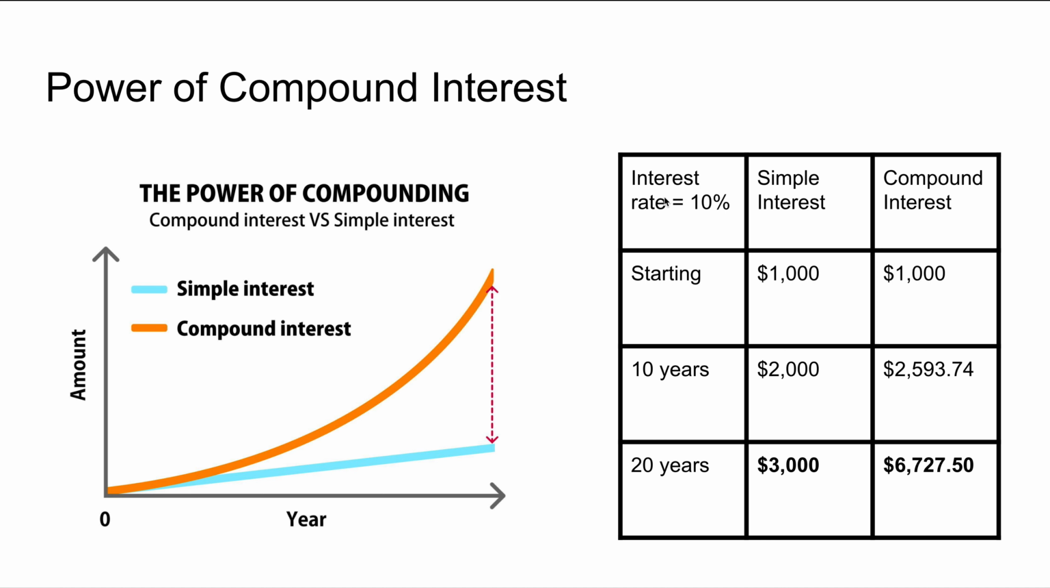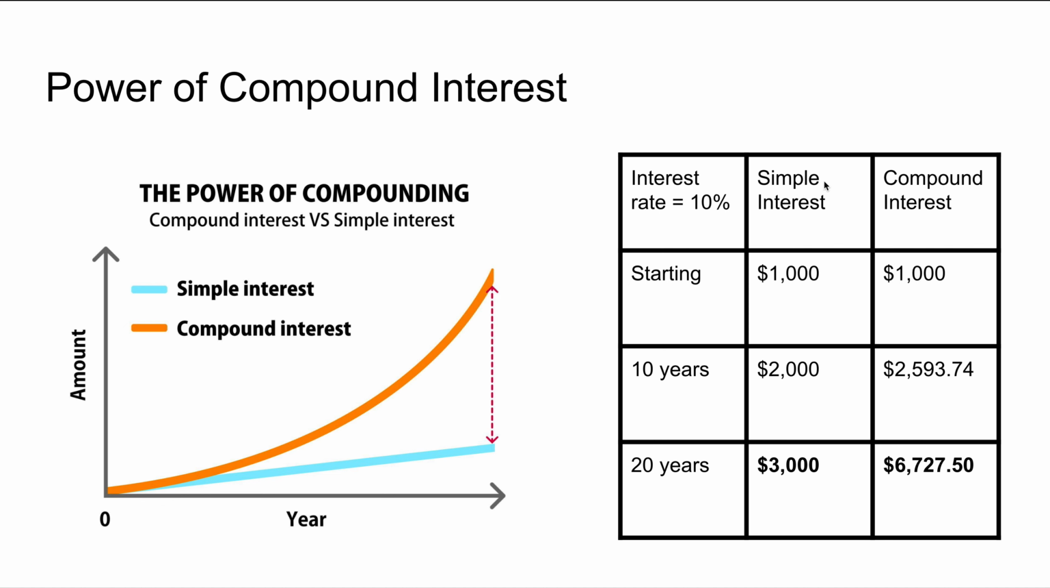So here we're setting the interest rate at 10% again. Also, if you're wondering why I'm setting the interest rate at 10%, it's because one of the best places to see compound interest is the stock market. And the S&P 500, or the top 500 companies in the stock market, have an average of about 10% per year. So that's kind of a random number, but there is a reason behind it.